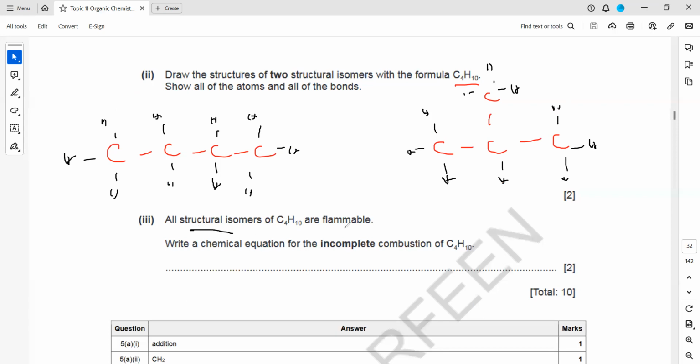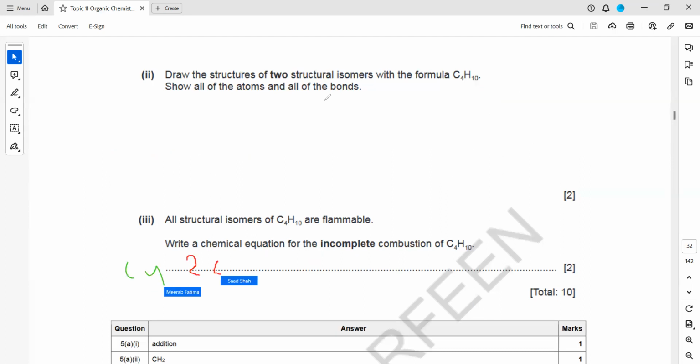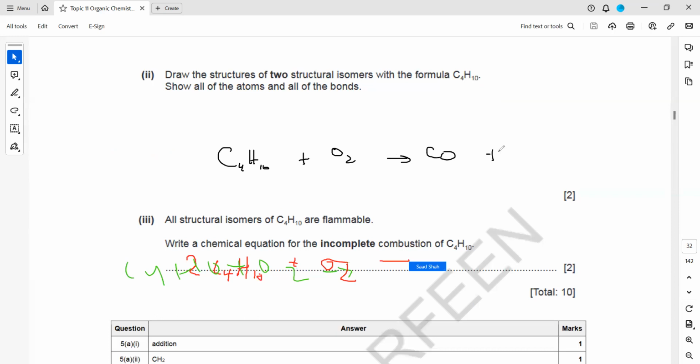All structural isomers of C4H10 are flammable. Incomplete combustion should produce carbon monoxide or it can produce unburnt carbon. For C4H10, write a chemical equation. So we want a full equation for this combustion. So C4H10 plus O2 gives CO plus H2O, or C plus H2O, or C plus CO plus H2O.